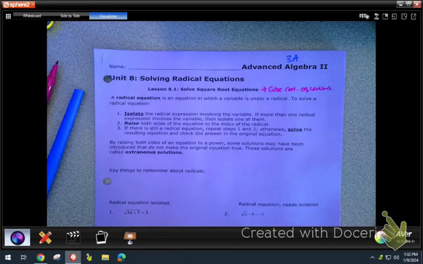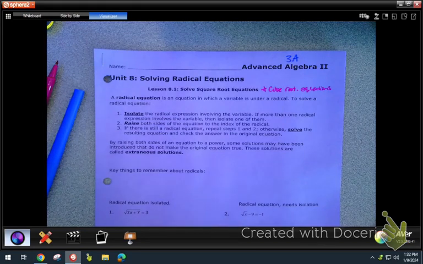Then you're going to undo the radical by raising both sides to the index. That's just like you undo a square root by squaring, a cube root by cubing. You already kind of know that. And then you'll continue to work the problem, solving it. There could be more radicals in there. There could be more exponents. It just depends, so solve however you solve.